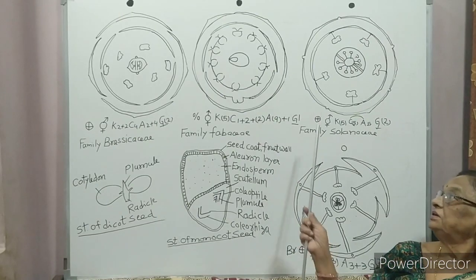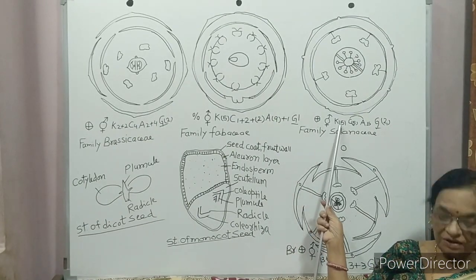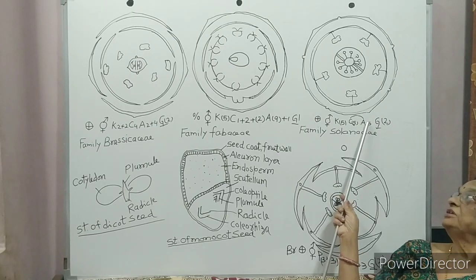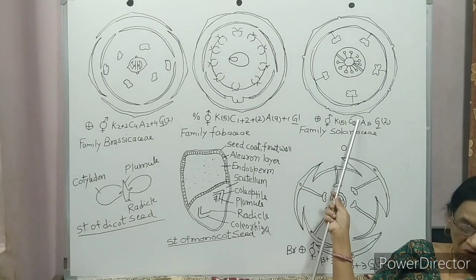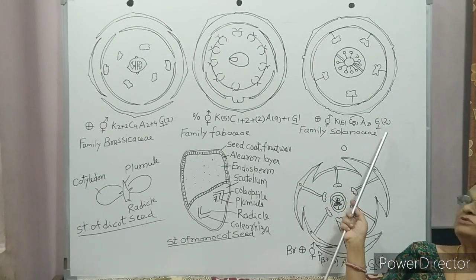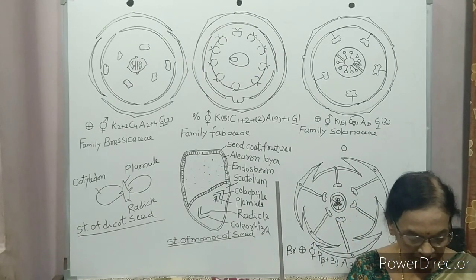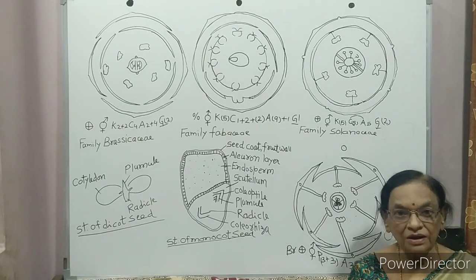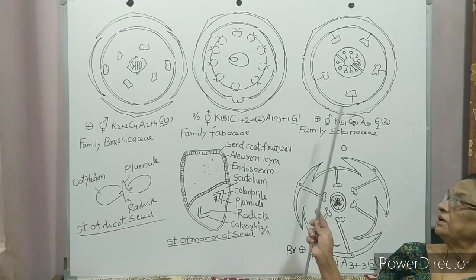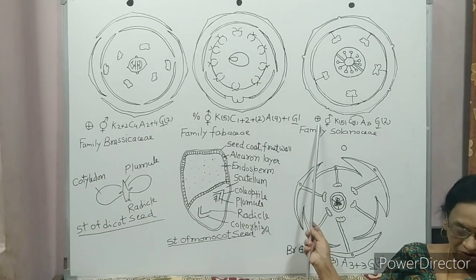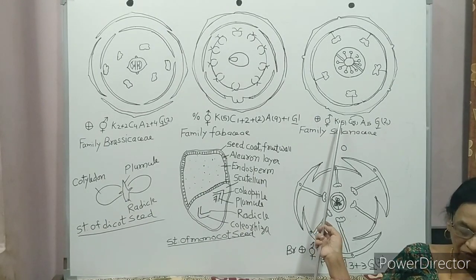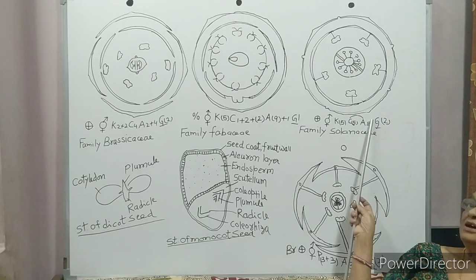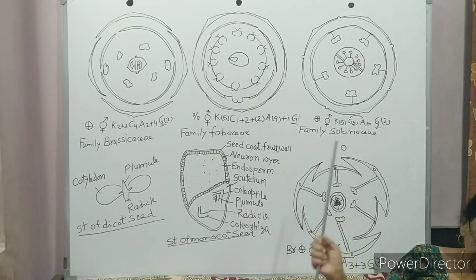Floral formula: actinomorphic, bisexual, sepal 5 united, petal 5 united, androecium 5 epipetalous, gynoecium superior, bicarpellary, syncarpous. Fruit, berry or capsule. Seeds, many and endospermic.